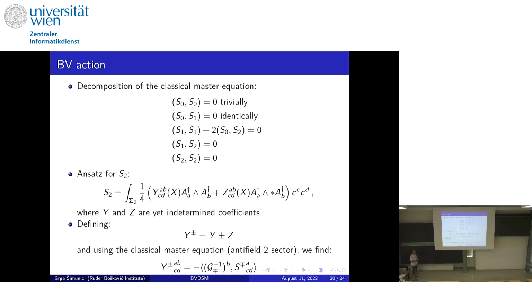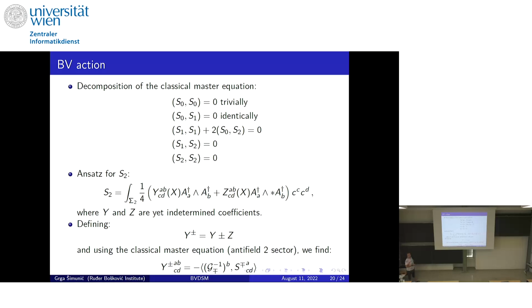Then the next part is to check the last two equations. So the last one is easy because it vanishes automatically, since S2 does not contain any of the pair of field and antifield. So for example, it contains A dagger, but not A. And then the only one left is S1 with S2. So this is not trivial, it has to be checked. And then after a bit of calculations, it turns out that it does vanish.